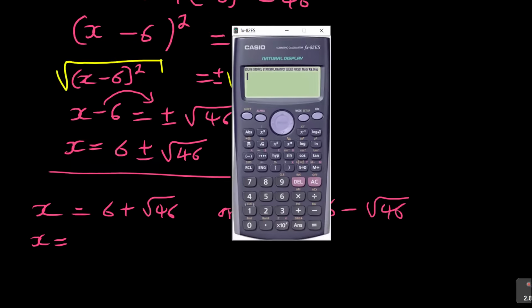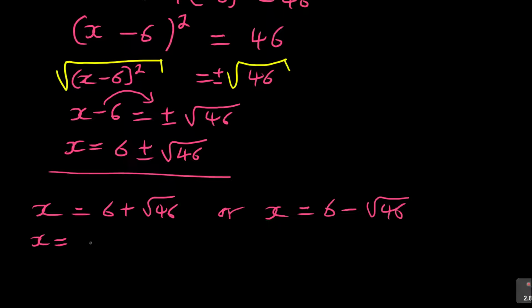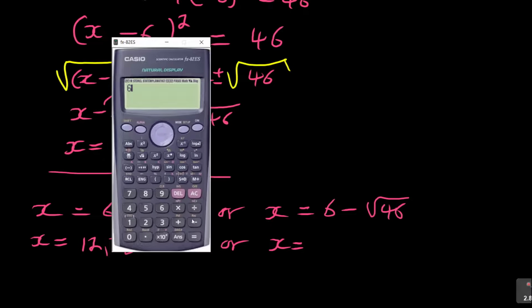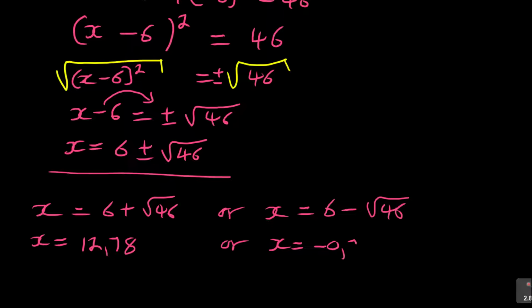Remember, we are still here to test these, which is 6 plus square root of 46. The first one is 12,78. Let's maintain two decimal places. 12,78, or x is equal to, then we can use the other one, which is 6 minus square root of 46, which is equal to negative 0,78. These are the two values of x.